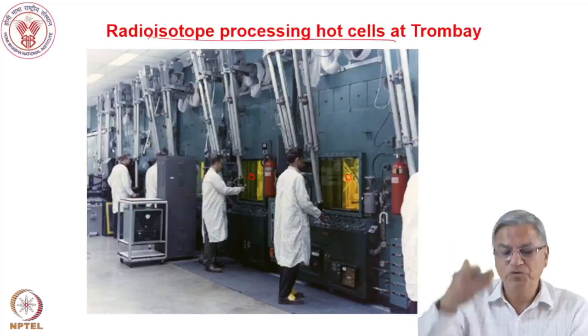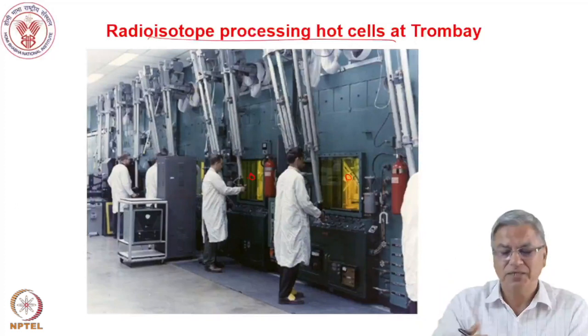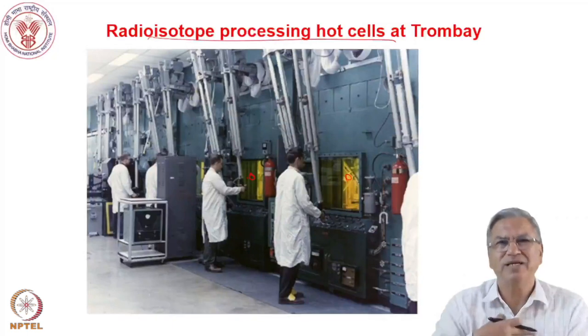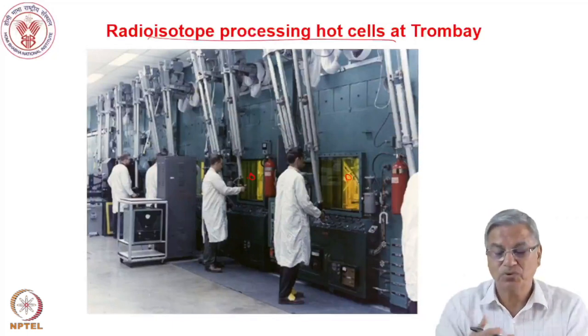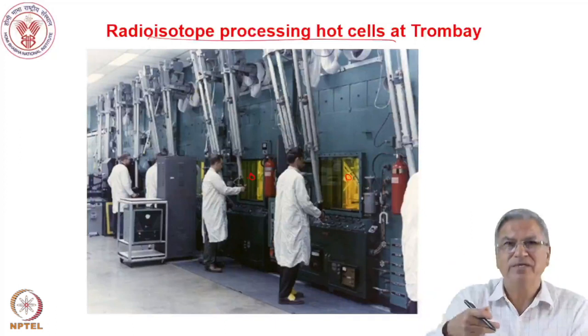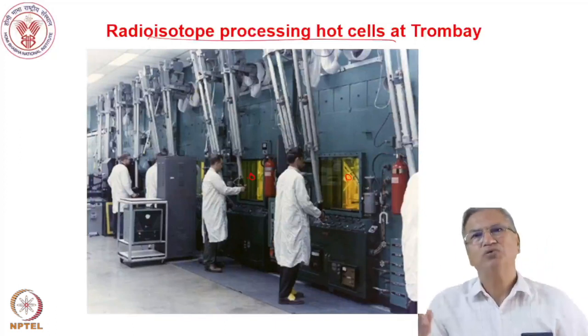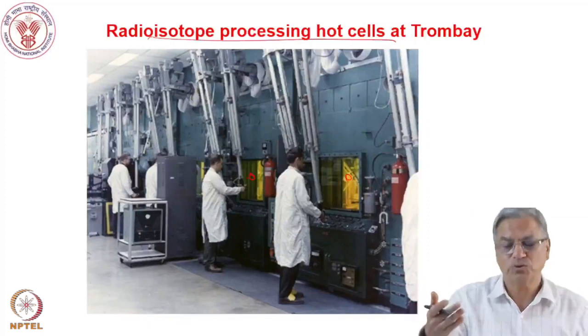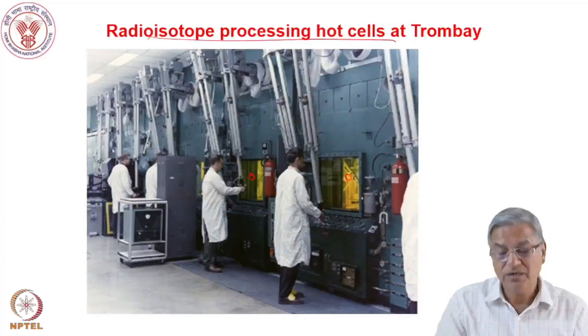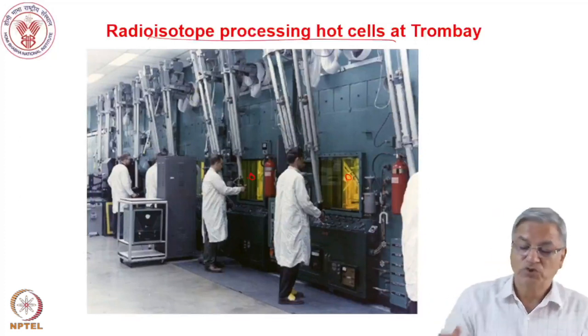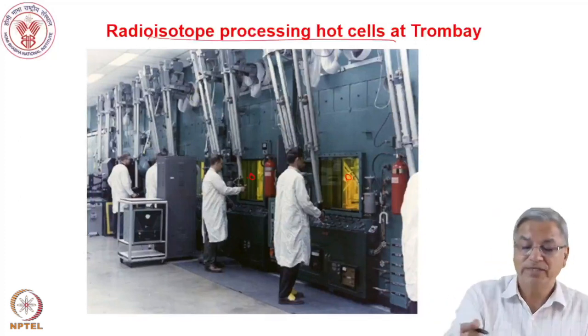So the viewing window is not pure glass, it is made of lead glass. Lead will attenuate the gamma ray, so the personnel are not getting much gamma dose. That is why, by adding lead, some color will develop in the glass. And also the radiation from the radioisotope sources has a tendency to generate colors in the glass materials. So that is the viewing window, and these are the master slave manipulators.